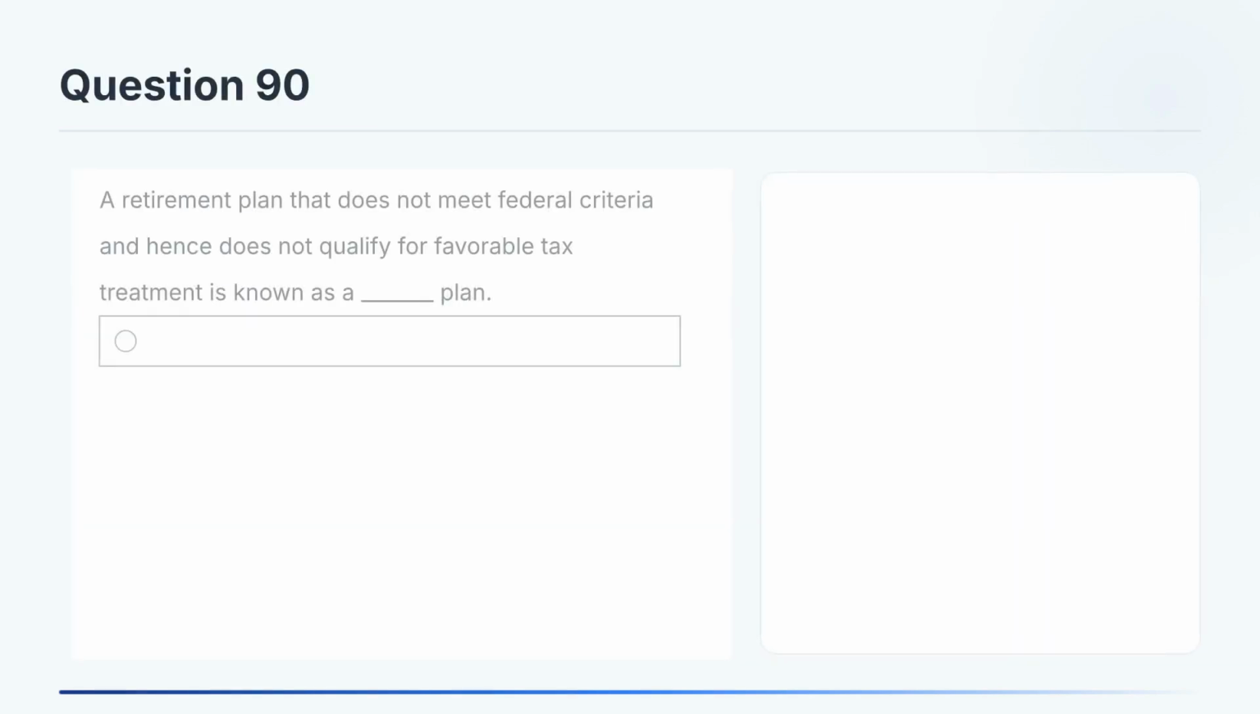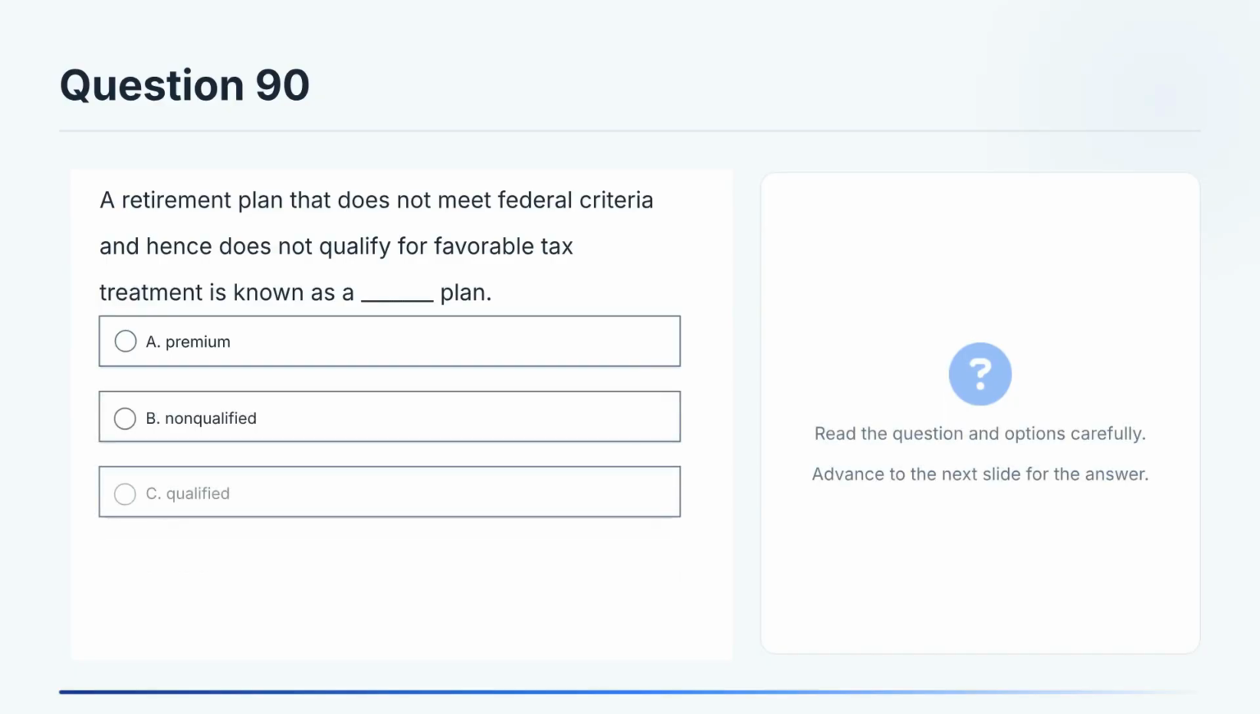Question 90. A retirement plan that does not meet federal criteria and hence does not qualify for favorable tax treatment is known as a blank plan. A. Premium. B. Non-qualified. C. Qualified. D. Vested.